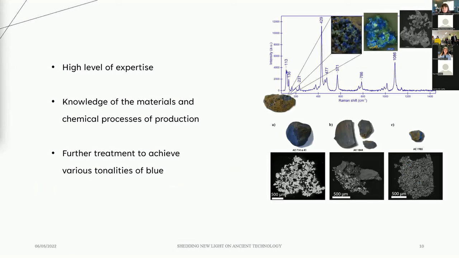The combination of this analysis indicated that there is a high level of expertise in the production process and a deep knowledge of the material transformations that were involved in the production. In other words, the chemical processes that were involved in this inorganic synthesis. And that the craftspeople that were working on Kos not only knew how to produce the initial material, but they could also further process the blue pellets, like this one, to produce different hues and tonalities of blue.